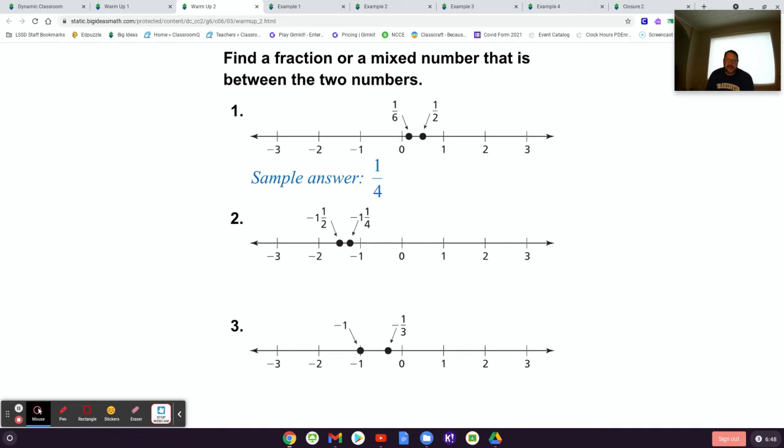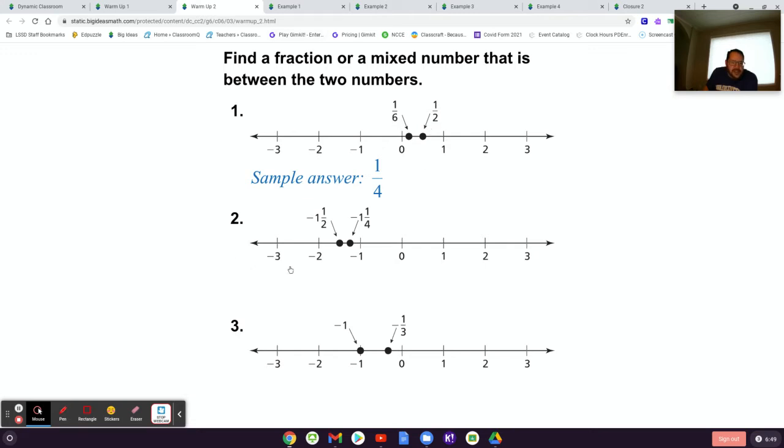Or you could just turn the half into 3/6. So you could have 1/6 and 3/6, and then 2/6 would be right in between. And 2/6 is the same as a third. So getting a common denominator is a great way to find fractions that are between two fractions, especially if their denominators are different, like in this case, 6 and 2.